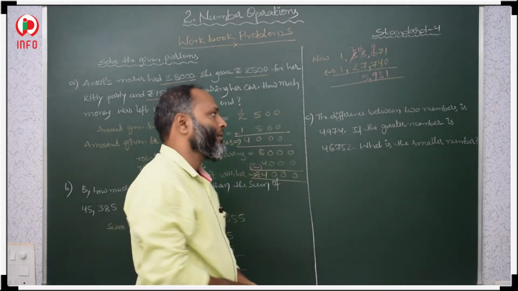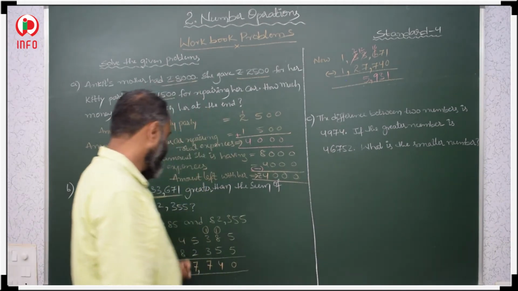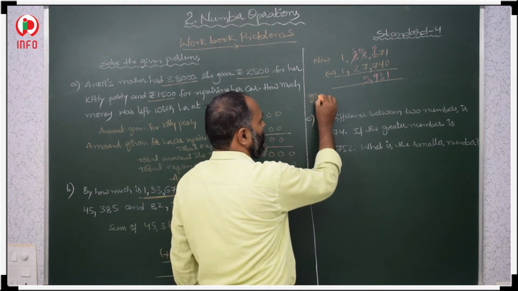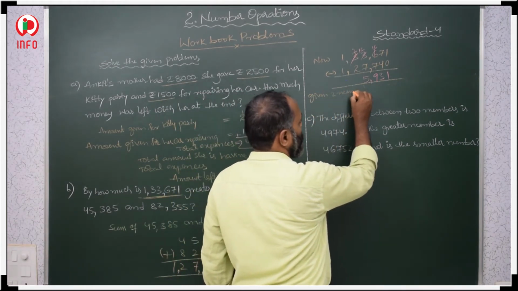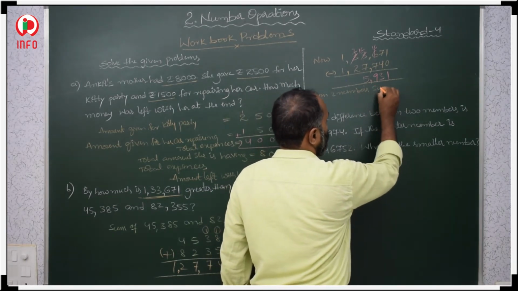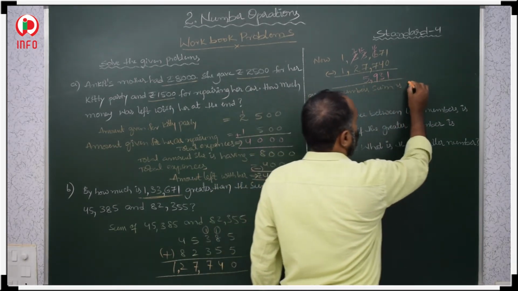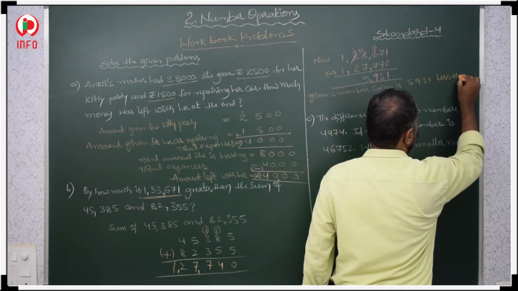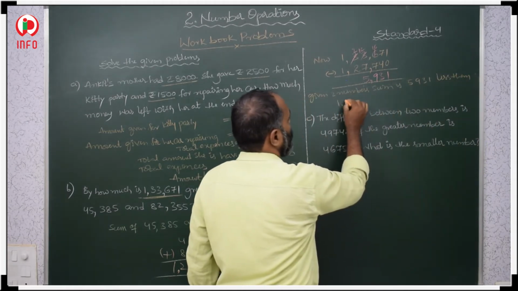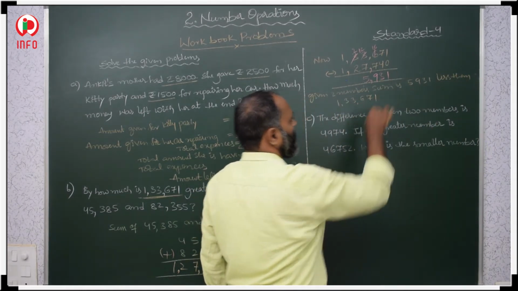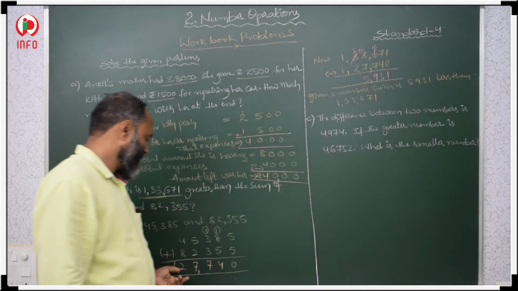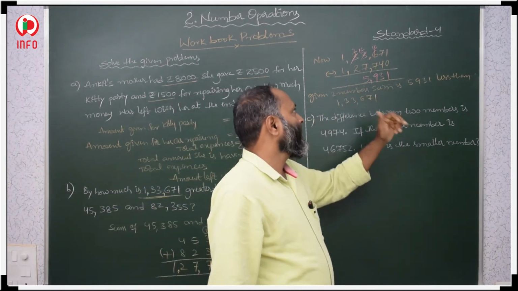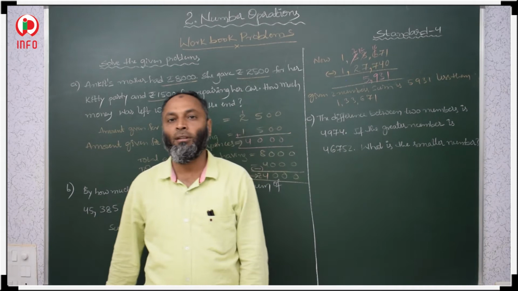So yes, the sum of the given two numbers is 5,931 less than 1,33,671. The sum of these two numbers is how much less? 5,931 less than this number.